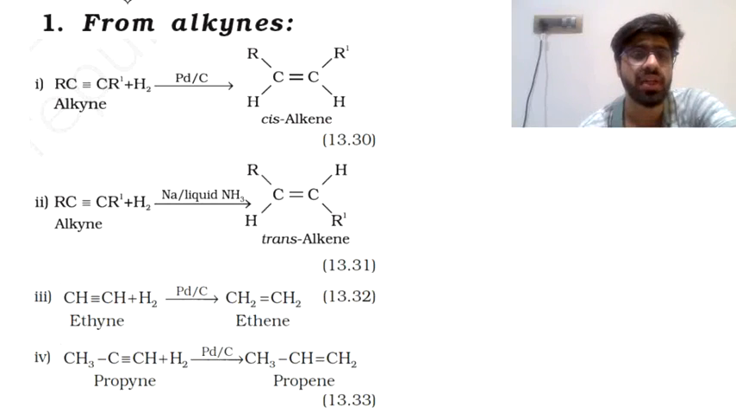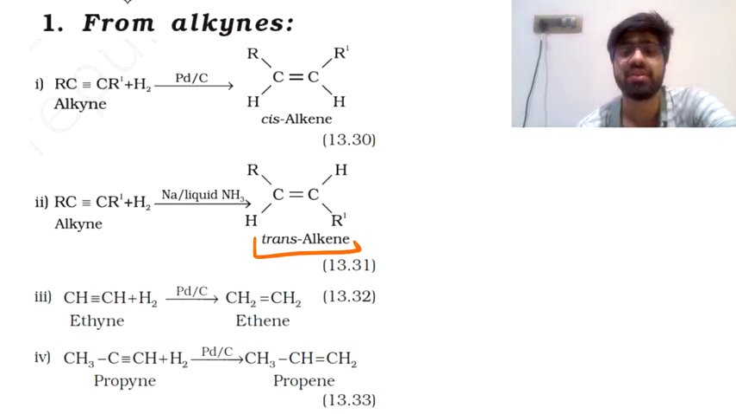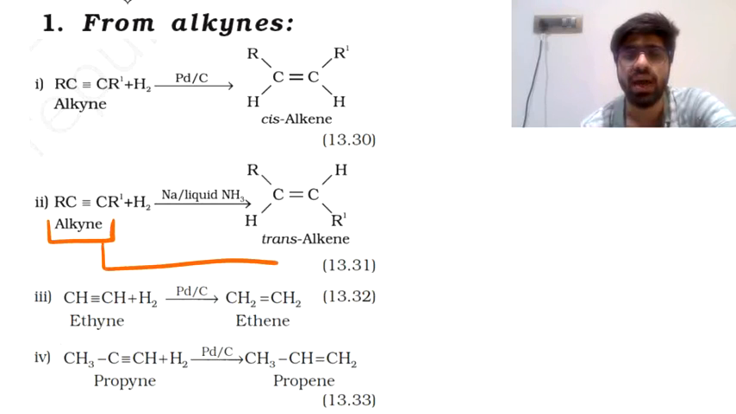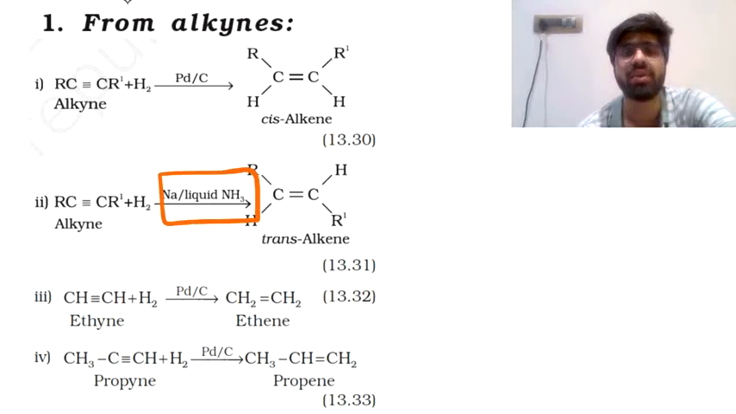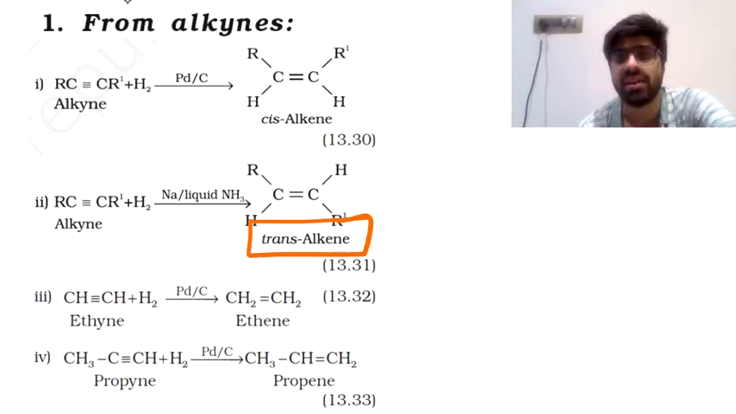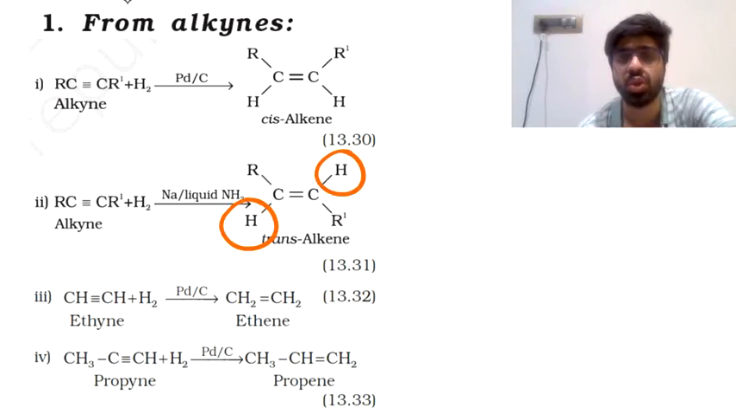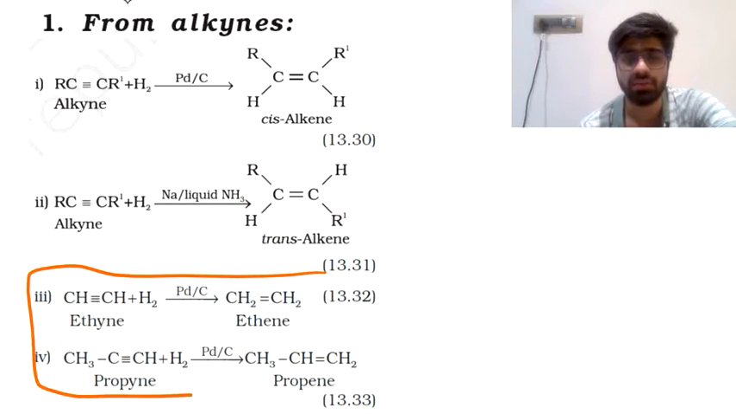On the other hand, if you are taking sodium and liquid ammonia, then hydrogenation of the alkyne is going to give you an alkene only, but this time it will give you the trans alkene. So sodium and liquid ammonia is another alternative for converting alkyne to alkene, stopping the reaction at the alkene stage and preventing further hydrogenation. But with sodium and liquid ammonia as your reagent, the alkene that you end up getting is the trans alkene, that is, identical atoms or groups will be on the opposite sides of the double bond.